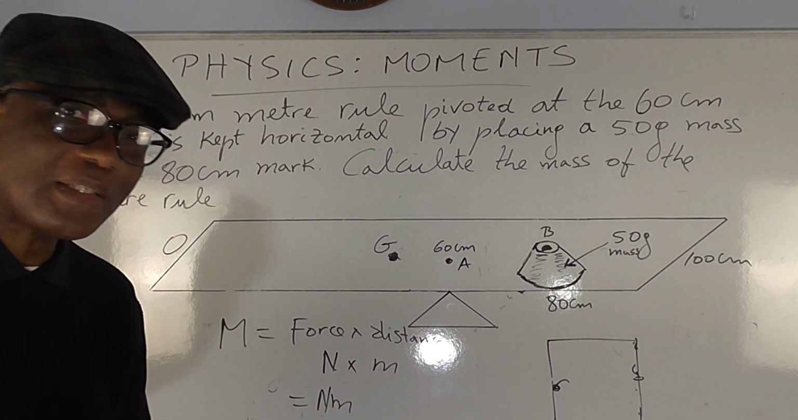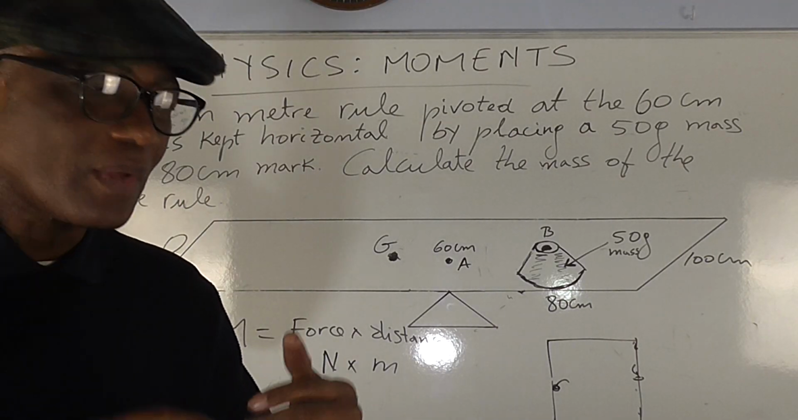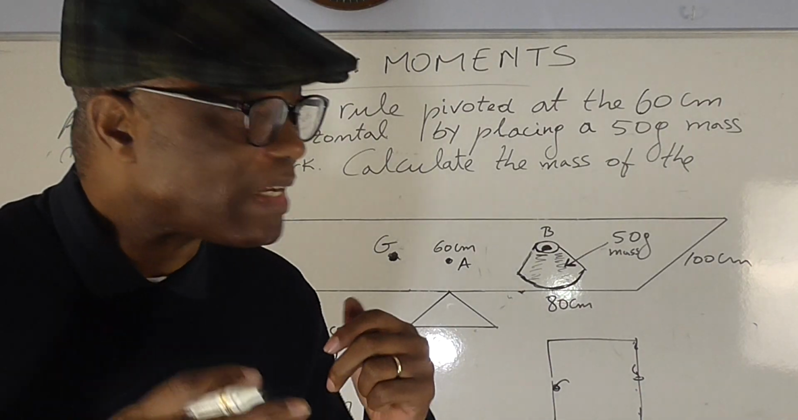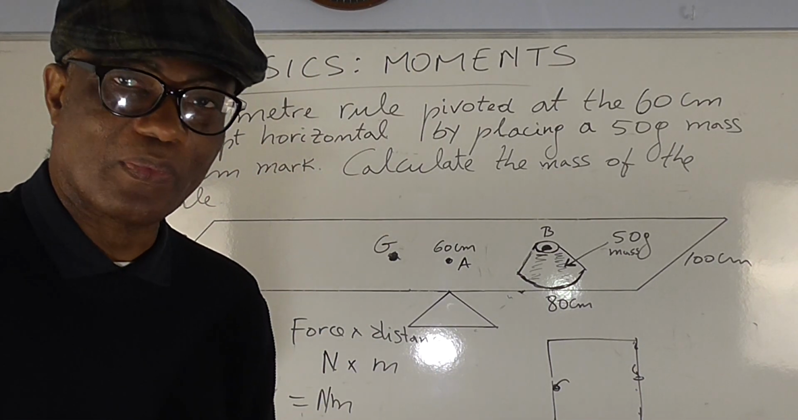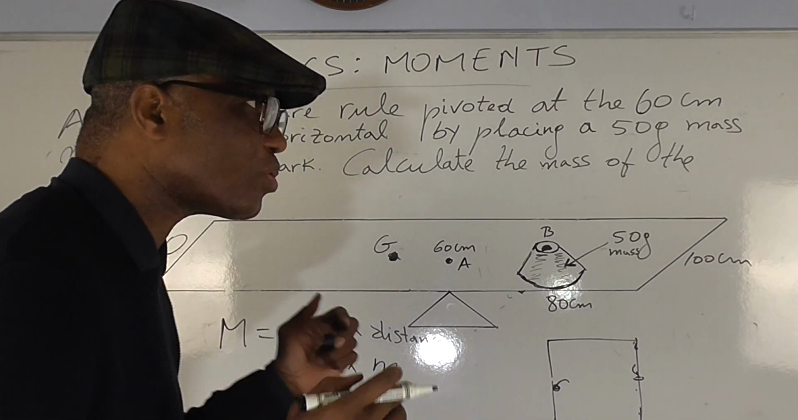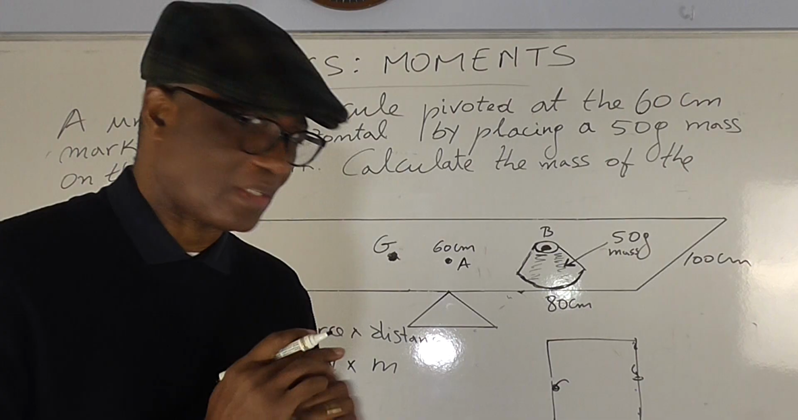The moment is a scalar quantity. It's not a vector quantity. That means it doesn't have a direction. It has only a magnitude. That is why it is a scalar quantity.